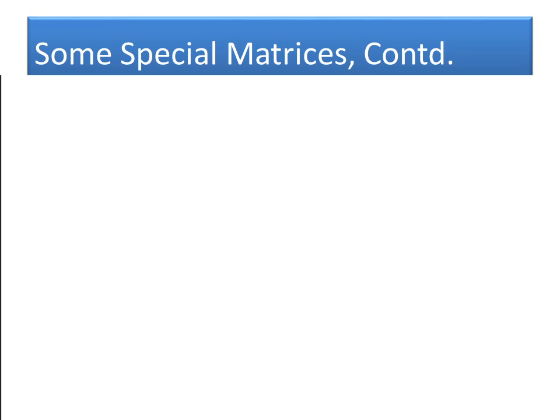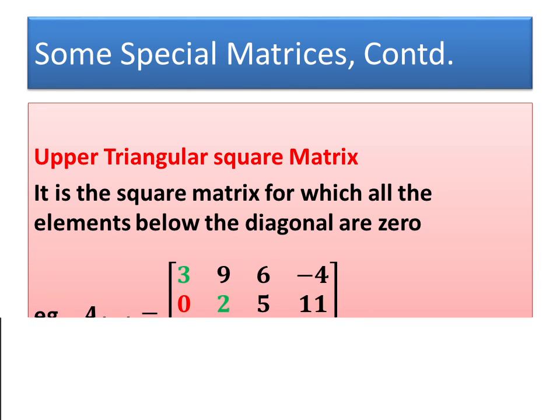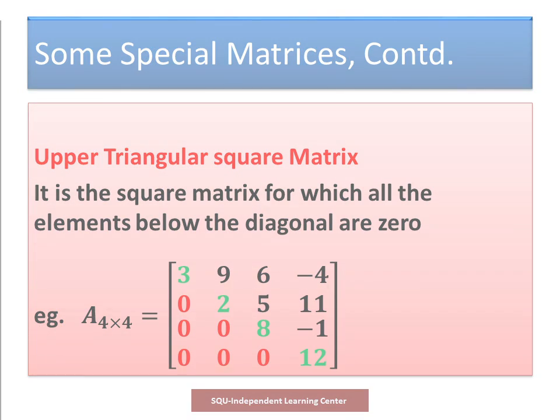And here comes the upper triangular square matrix, which is a square matrix having all elements below the diagonal zeros. We see an example for a 4 by 4 matrix, which is an upper triangular matrix. We see the diagonal elements with this nice color. Below the diagonal, we have zeros, and above the diagonal, we have numbers which are not zeros.